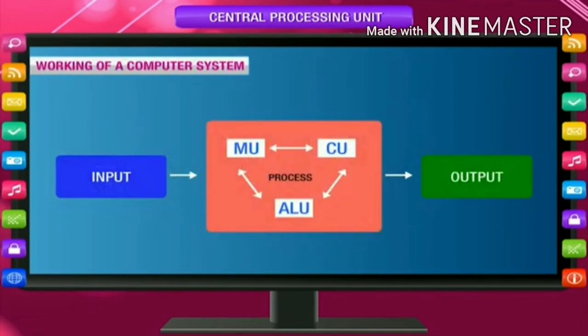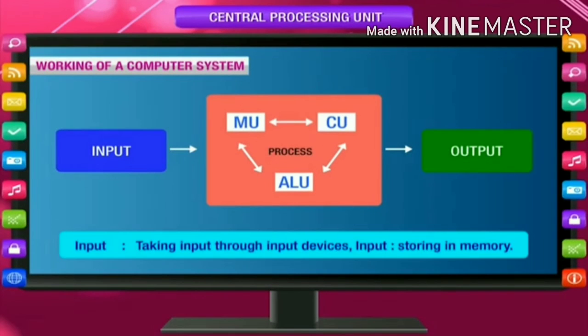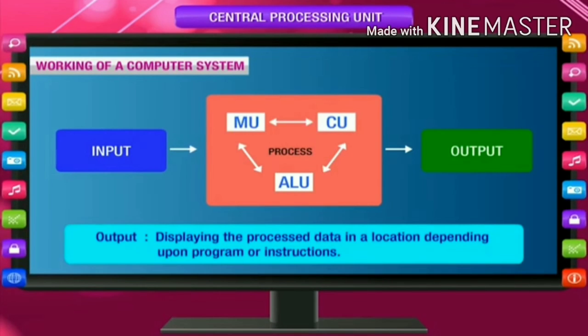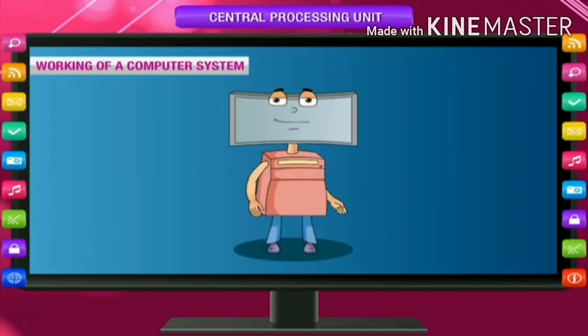Working of a computer system. The three main activities of a computer system are as follows: input, taking input through input devices; processing, storing and executing the data and instructions in ALU; and output, displaying the processed data in a location depending upon the program or instructions. All these activities are performed by the CPU.